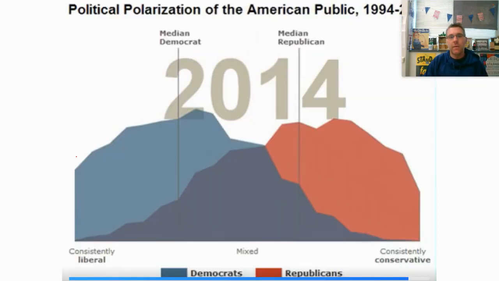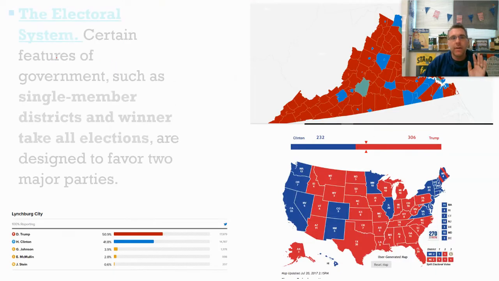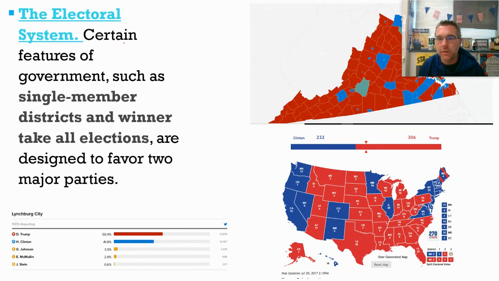Okay. And this just kind of shows you how we've become so polarized. So here is really 2014, again, showing you that split, where maybe we're not this ideological consensus anymore, right? Maybe the middle is actually falling apart and we're becoming more isolated. Okay, and the last one, you can't underestimate this one either, is the electoral system itself.